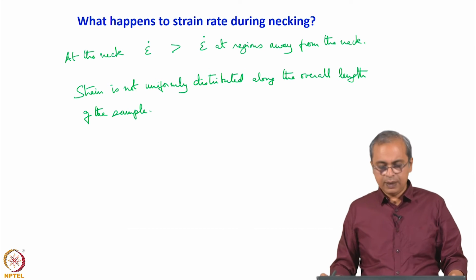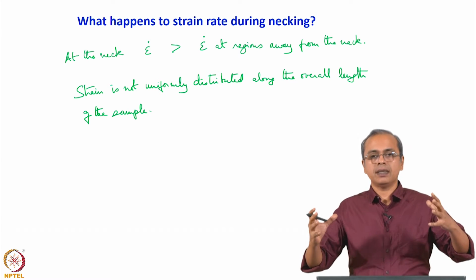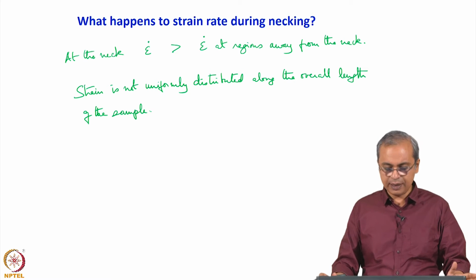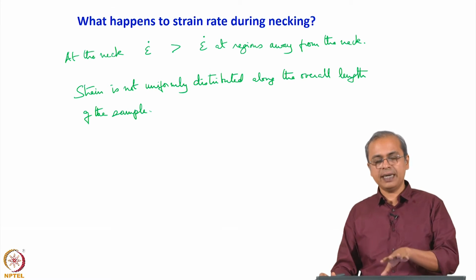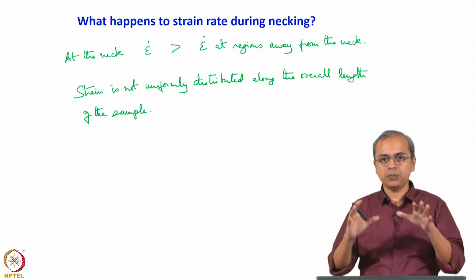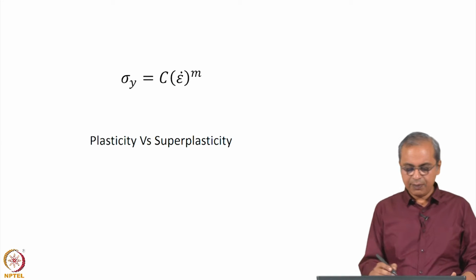Okay. So, now given that this is happening in the sample, different samples respond differently to this situation. So, this is what happens. You have the strain rate getting higher at that neck, but different samples respond differently to this situation, and that is captured by this equation.